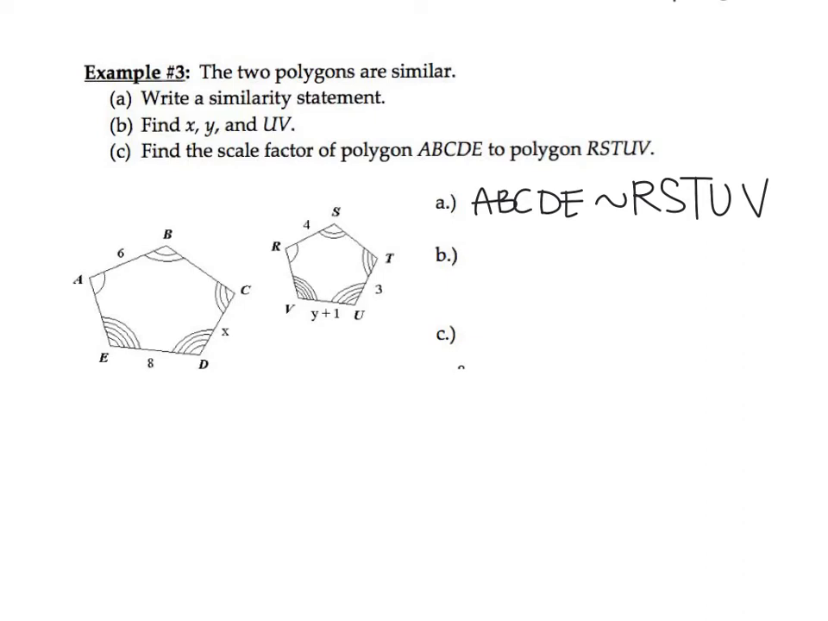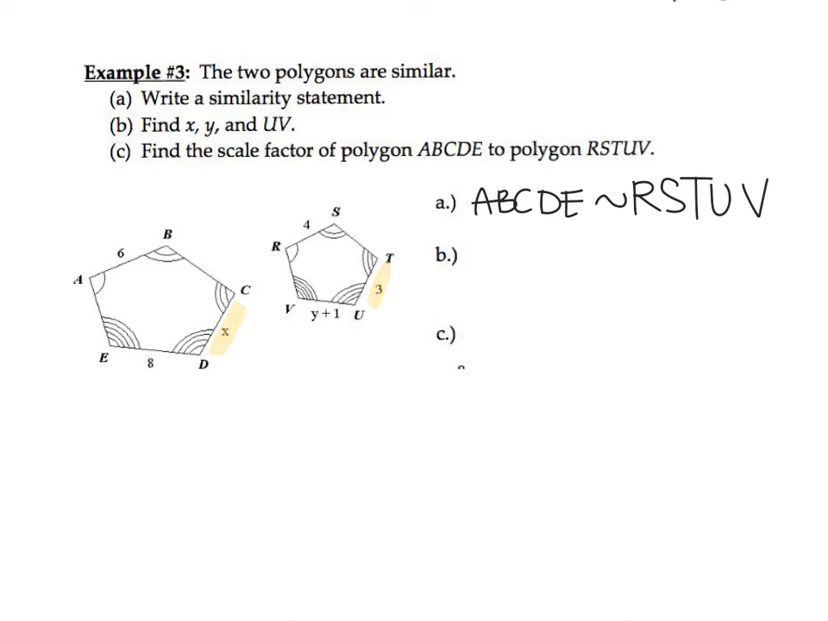Now let's go on to the second part, where we want to find X, Y, and UV. So let's start with finding X. If we look, X is the length of side CD. So we want to find that length. Well, the corresponding side to CD, if we look at our similarity statement, is TU. So we want to set up a proportion to help us solve for X. So we know we're going to have X over 3.